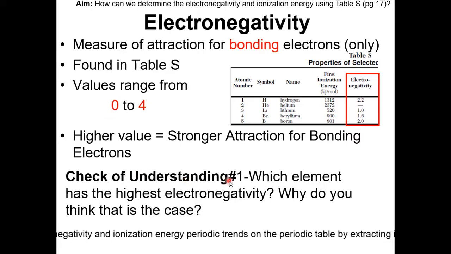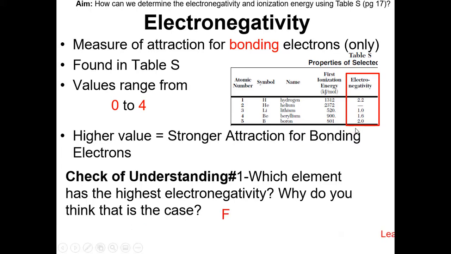Check of understanding number 1. Which element has the highest electronegativity? And why do you think that's the case? So the element that has a 4 on Table S is fluorine.